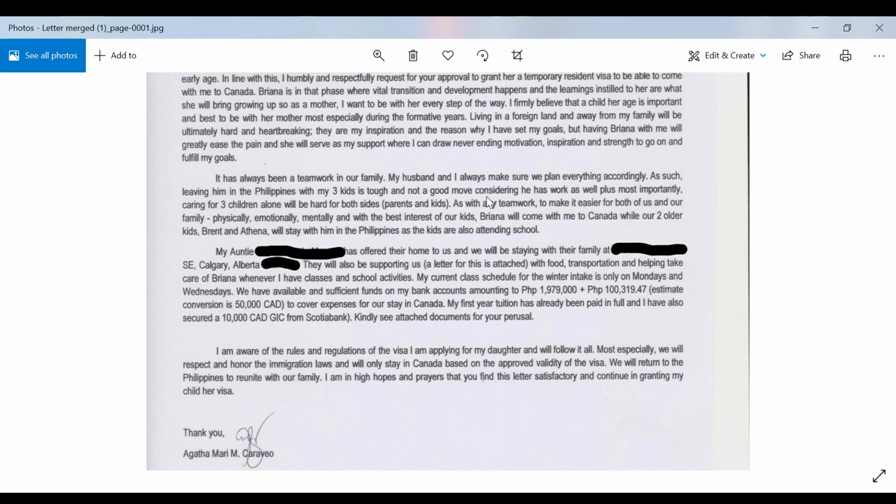I am aware of the rules and regulations of the visa I am applying for my daughter and will follow it all. Most especially, we will respect and honor the immigration laws and will only stay in Canada based on the approved validity of the visa. We will return to the Philippines to reunite with our family. I am in high hopes and prayers that you find this letter satisfactory and continue in granting my child her visa. Thank you.